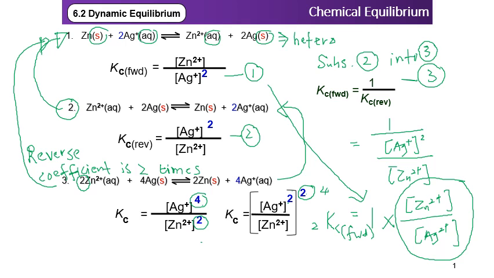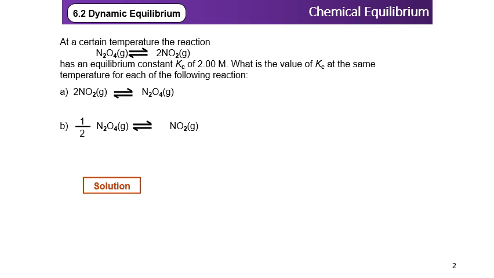Okay. After we know how to write the Kc expression and relate it with the previous equation, we can do the calculation. Let's look at the calculation in the second slide. Alright, after knowing how to relate the Kc expression with chemical equations given with different coefficients, now we can try to answer a question with calculation. In this question, according to this chemical equilibrium, the Kc value given is 2.